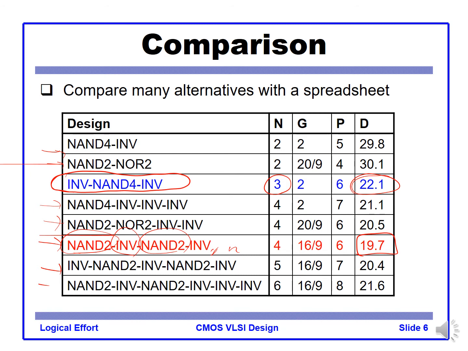You can have several alternatives of the logic gates, write them down and draw them, and then calculate the minimum possible path delay and choose the one which has the minimum delay. So in this case, this approach would give the minimum path delay.